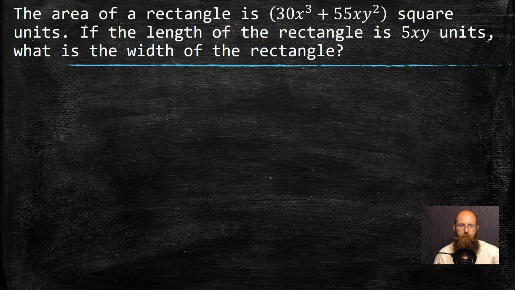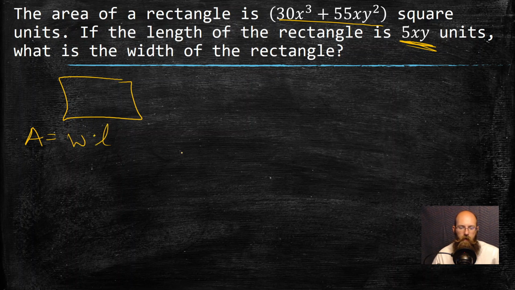All right, next one. The area of a rectangle is this thing, square units. Don't worry about that part. It just means like inches cubed or miles cubed or whatever. If the length of the rectangle is 5xy, what is the width of the rectangle? Okay, so let's think about rectangles. The area is width times length.